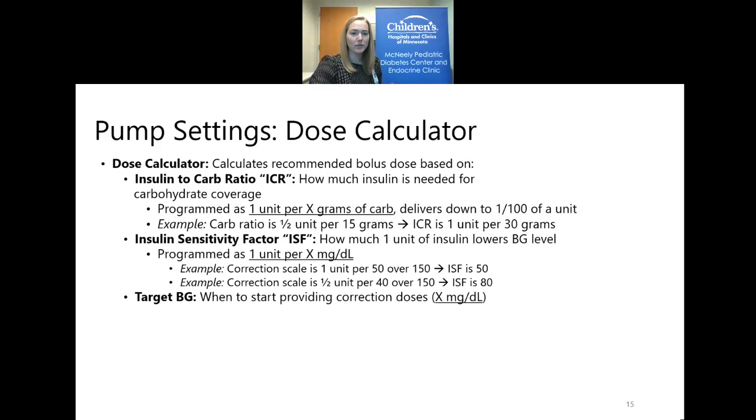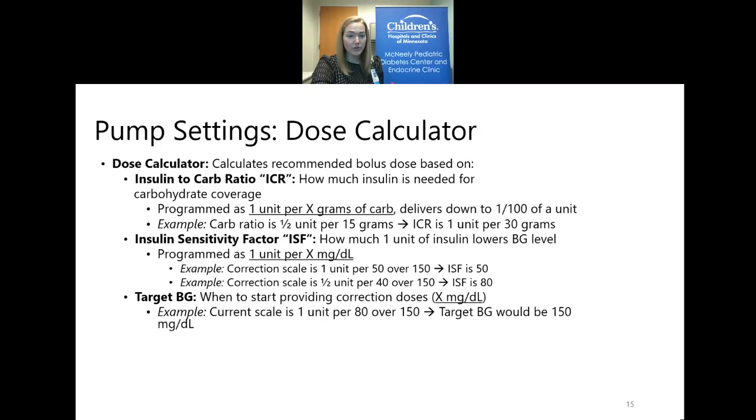All right, the third part of the dose calculator is our target blood sugar. This is simply when the pump is going to start providing correction doses, when you're above whatever blood sugar level. So let's say your current correction scale is 1 unit for every 80 points over 150. Our target blood sugar will be 150. That's when we're going to start getting corrections. Now, as you progress in your pump therapy, you might choose to lower that target, just because you can get those really precise, tiny doses. So you could change your target blood sugar to 120. You'll get a little bit extra correction, bring that blood sugar closer down and into range, and it's just a little bit safer than doing that with pens and syringes.